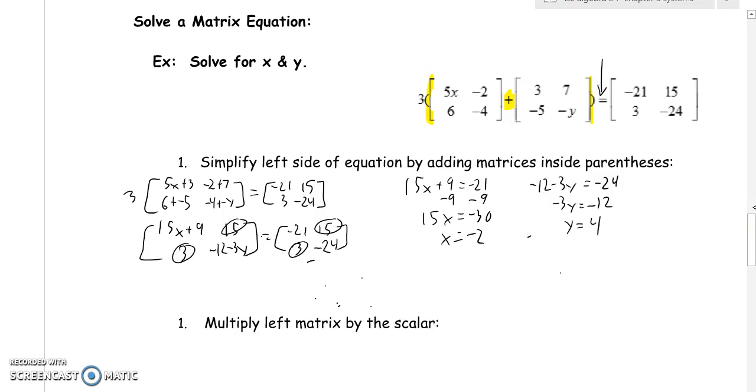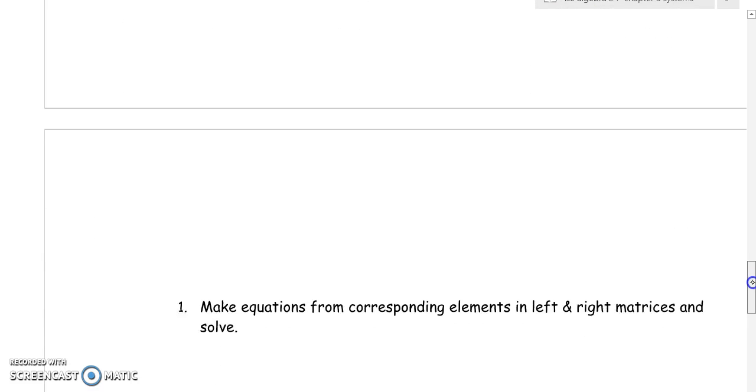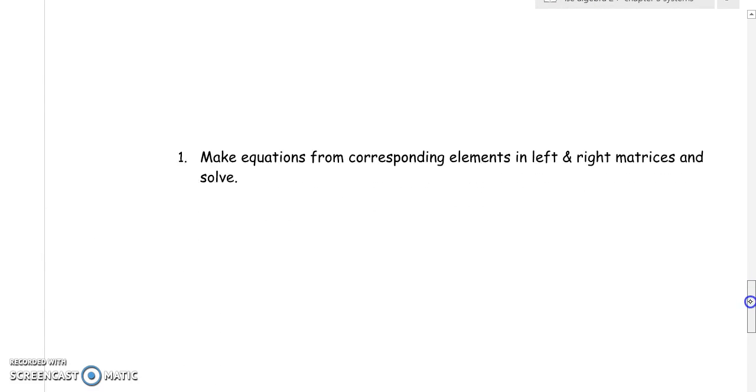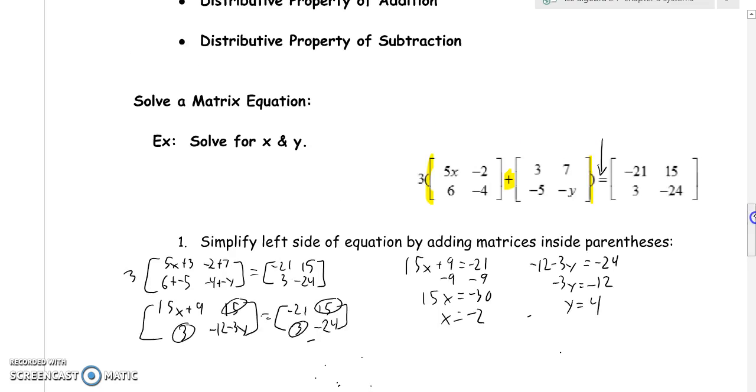We have found the x and the y, so we have solved. I skipped a few little steps for us. We did all of these individually. That is our basics of matrices: adding, subtracting, and multiplying by a scalar.